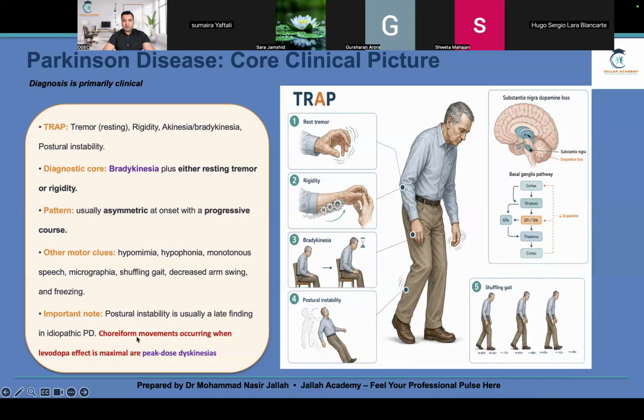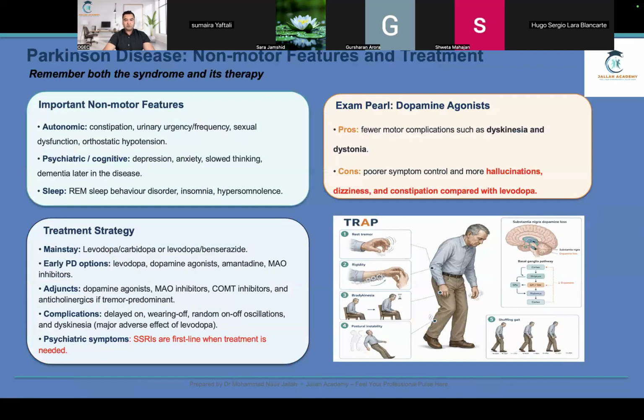So one of the most common reasons for chorea is levodopa carbidopa. So Parkinson's disease, non-motor features. There are some other conditions that have nothing to do with the movement, but they are going to be present. So we need to be able to recognize them and know that they are also going to be positive.